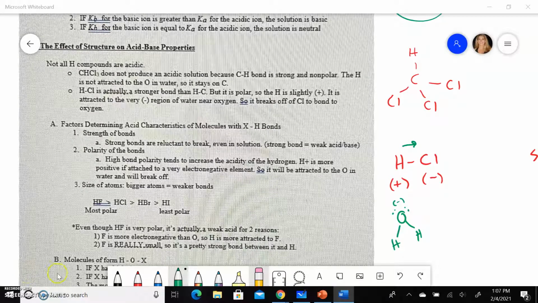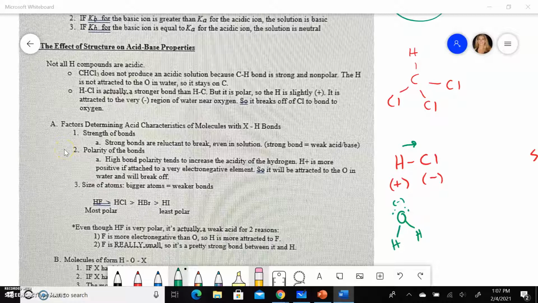All right, this is our last day of chapter 14. So this last section is going to talk about how you can compare different acids and bases and compare their strengths just purely by how they're bonded together and how they're structured. So first of all, just notice that not every compound that has a hydrogen is acidic.